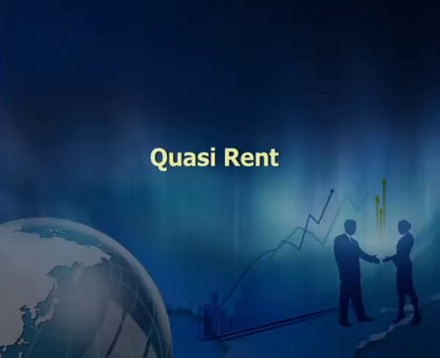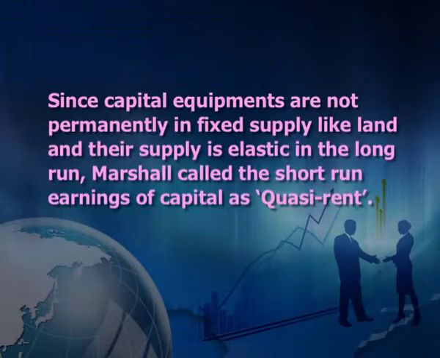Last topic of the session is quasi-rent. Marshall introduced the concept of quasi-rent, which is an extension of the Ricardian concept of rent. According to Marshall, the supply of capital equipment, that is machinery, is perfectly inelastic in the short run and the cost of its production becomes irrelevant once it is produced. Thus, the short run earnings of capital equipment also depend upon demand conditions, which are similar to land. Since capital equipments are not permanently in fixed supply like land, their supply is elastic in the long run. Marshall called the short run earnings of capital as quasi-rent.